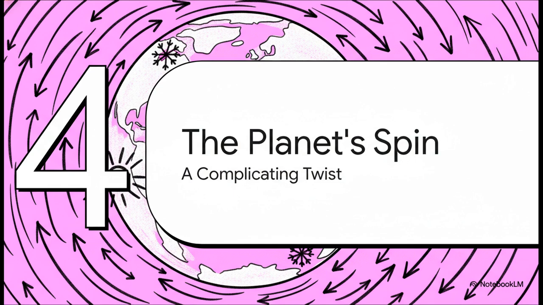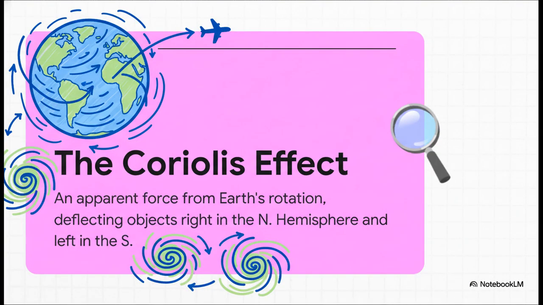So we've got these three cells moving air around. But there's a catch. The air doesn't just go in a straight line north or south. Nope. The Earth's spin throws a major twist into the mix. This twist has a name, the Coriolis effect.